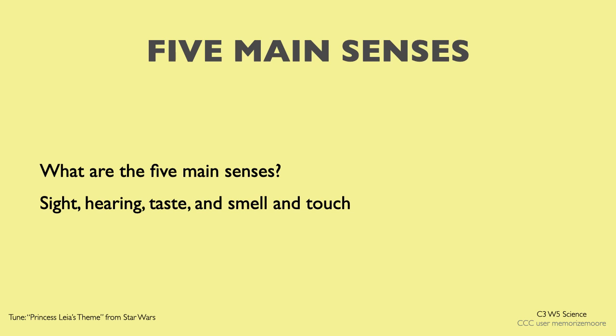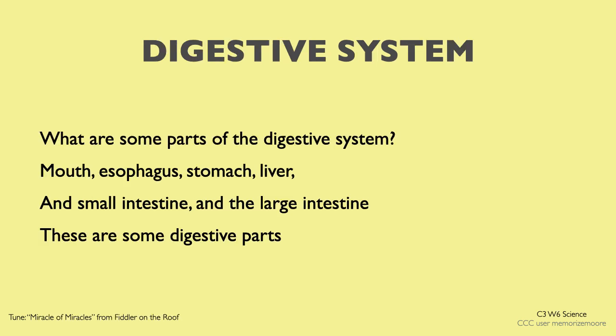What are the 5 main senses? Sight, hearing, taste, and smell and touch. What are some parts of the digestive system? Mouth, esophagus, stomach, liver, and small intestine, and the large intestine. These are some digestive parts.